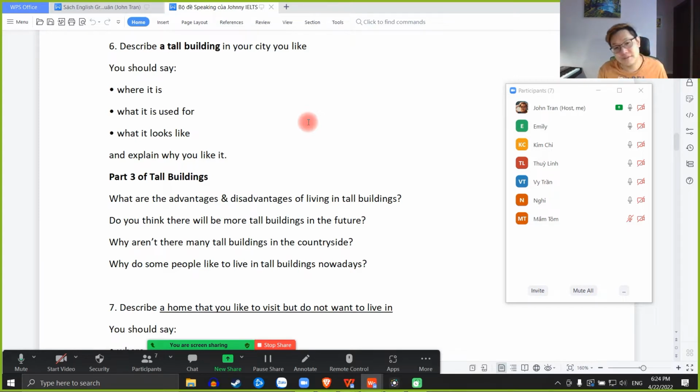So what are the advantages and disadvantages of living in tall buildings? What do you think? Yeah, in my opinion, there are many advantages and disadvantages of living in tall buildings. For example, about the advantages, when we live in a tall building, we will have a good view. Try to provide your own example. Try to provide your own ideas, okay?